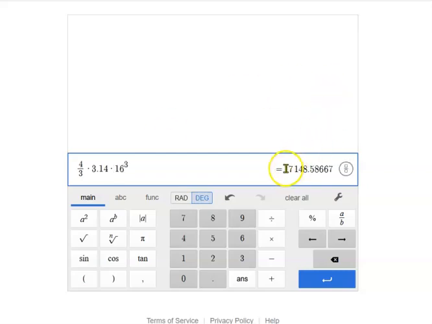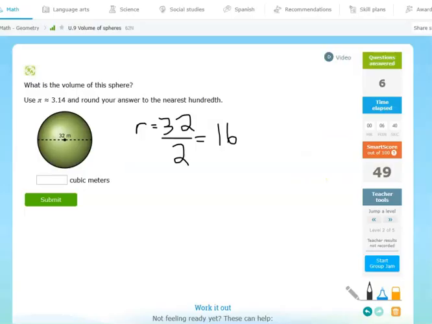All right, so our answer is 17,148.58. The next digit over is a 6, so I am going to round that up to 59. I'm going to copy it and put that in here and then round it up to a 9.